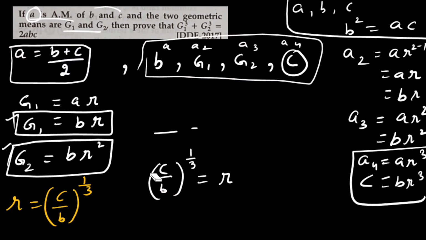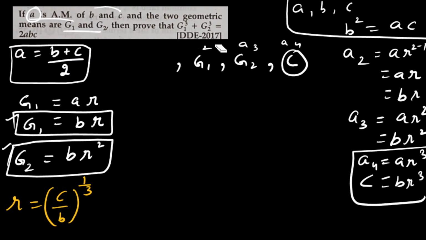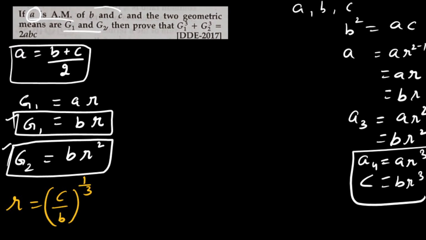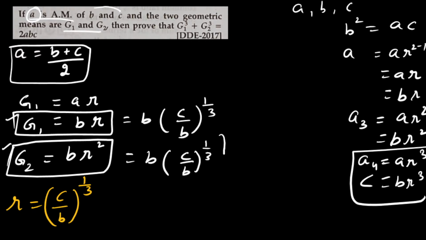Now what we have to do, I'll substitute here the value of R. So G1's value I'll get now. G1 is B into R, and R's value is (C by B) power 1 by 3. This is the value of G1. And G2's value is B into R square, so B into (C by B) power 1 by 3, whole square, because I have to do R square. So this will become B into (C by B) power 2 by 3. When we have two powers, these powers will get multiplied using the power law.